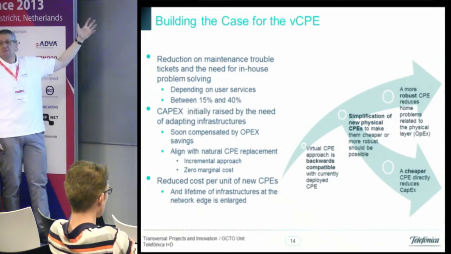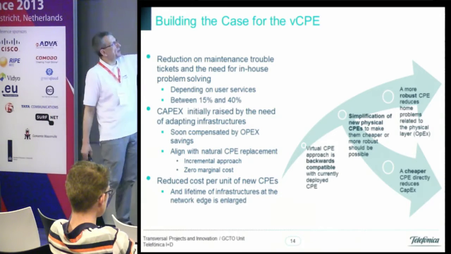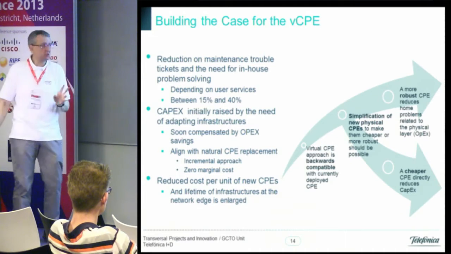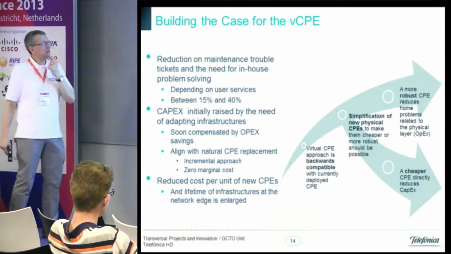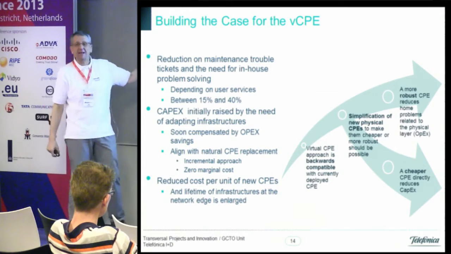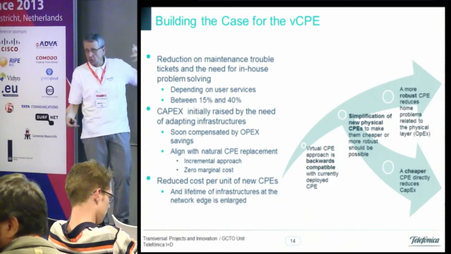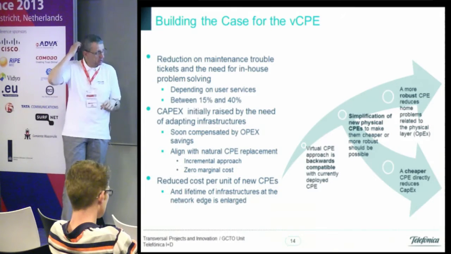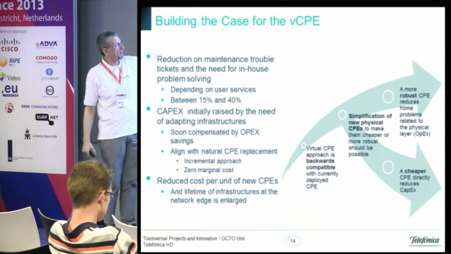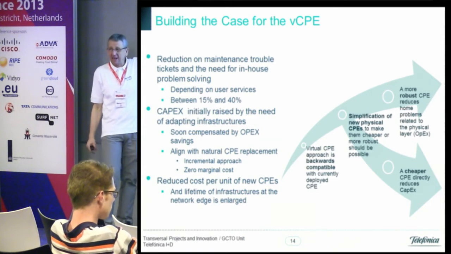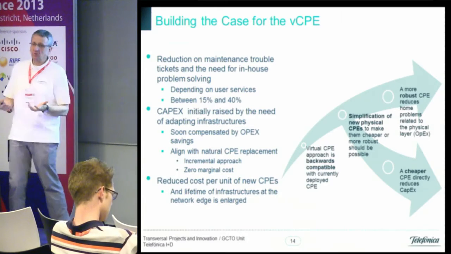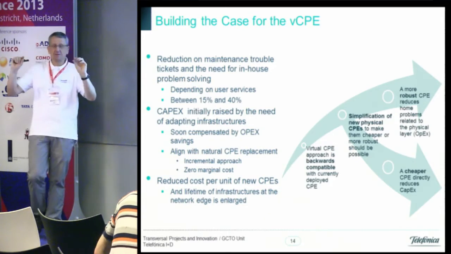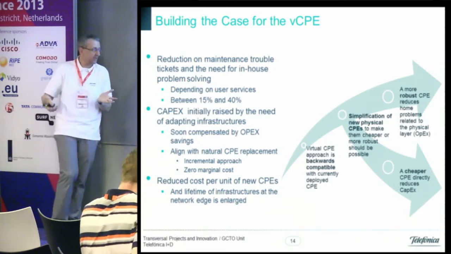That means we have made some calculations just to give you an idea. We think that depending on user services, the operational savings of this approach will be between 15 and 40%. And again, since we are moving in the direction of being an incremental deployment, we think that the additional CapEx that you're incurring because of deploying the new virtualized environment can be compensated by the OpEx savings and by aligning with the natural replacement of home gateways at users' homes. And again, having this Open Network as a Service layer on top will facilitate to make it in a phased approach.